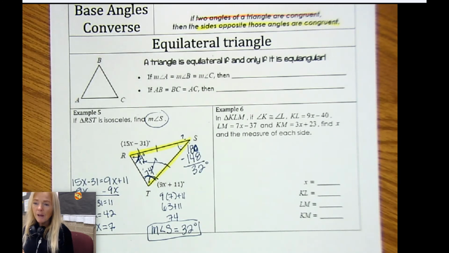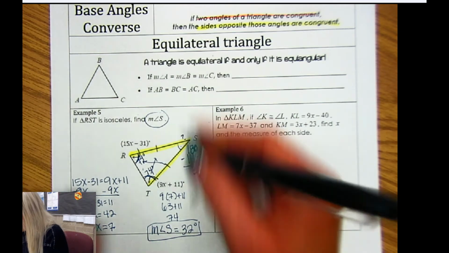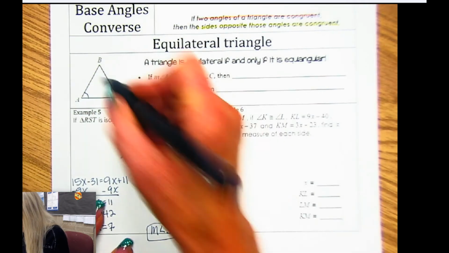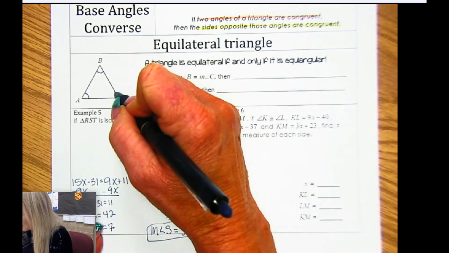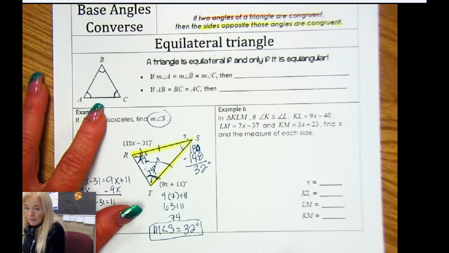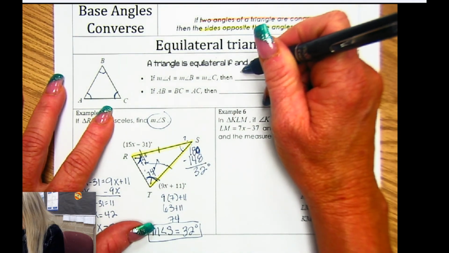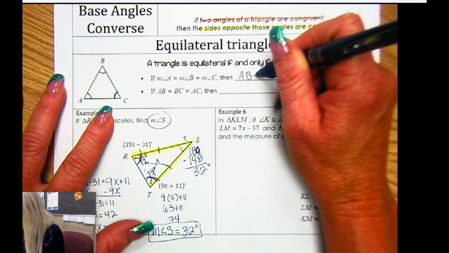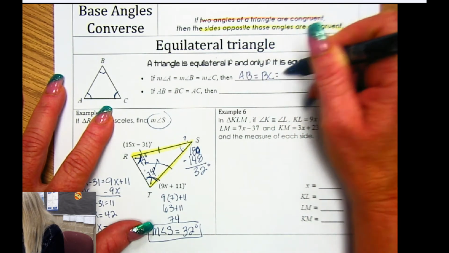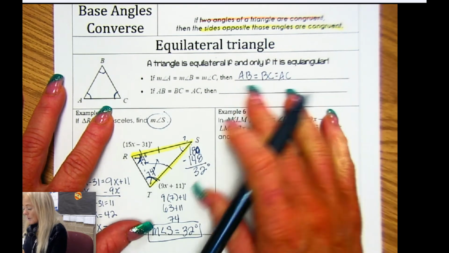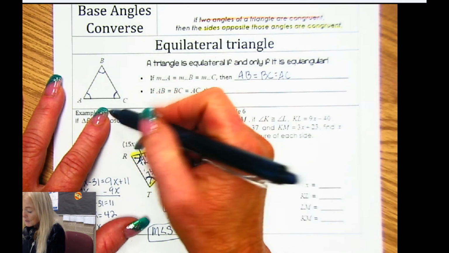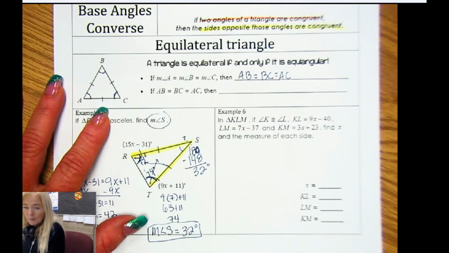A triangle is equilateral if and only if it is equiangular. So that means all three angles are congruent. So if the measure of angle A is equal to the measure of angle B, which is equal to the measure of angle C, then we know that the side AB will equal the side BC will equal the side AC in measure. So if all three angles are equal, then all three sides are equal.